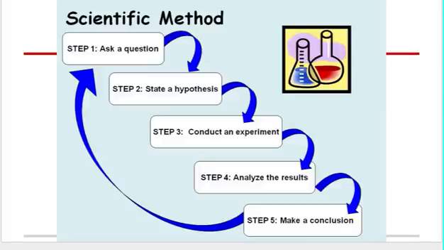Here's just a little graph of our scientific method. So we have ask a question, state your hypothesis, conduct your experiment, analyze results, make your conclusion. If your conclusion doesn't fit or your hypothesis is wrong, you can start back over. You can ask your question again, start your hypothesis again, conduct a different experiment, analyze the results, and make another conclusion.